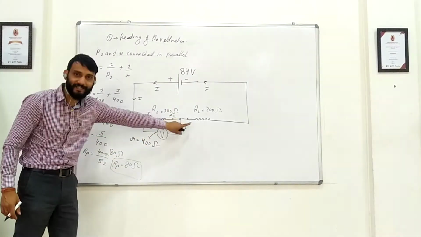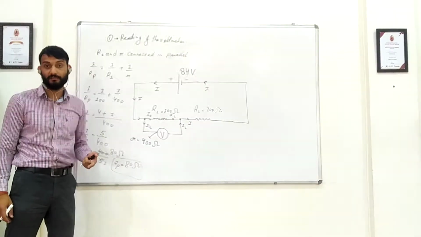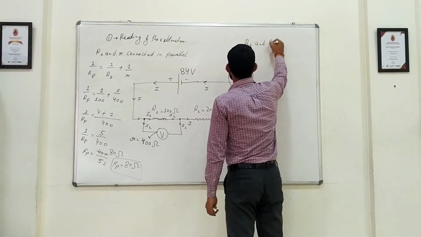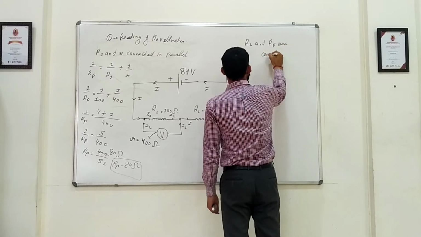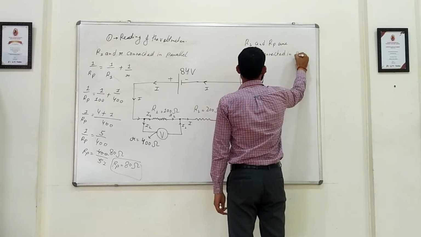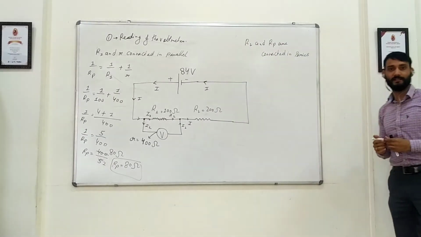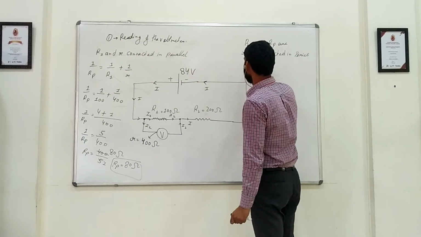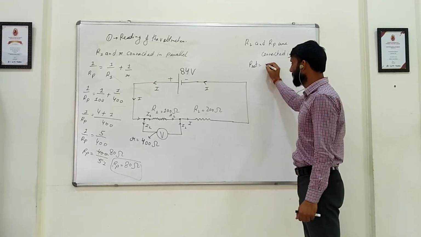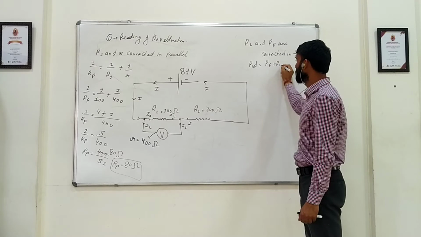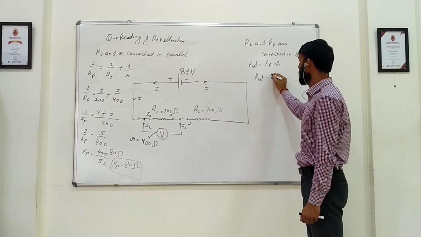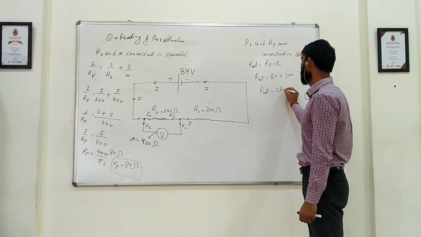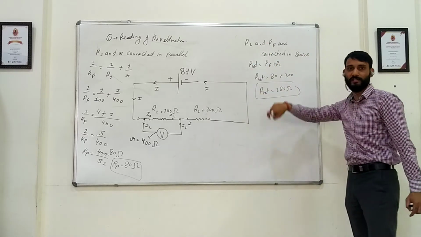This Rp will be connected with R2 in series. So R2 and Rp are connected in series. Why are they connected in series? Because the same current is passing through them. So R net, which is the net resistance, will be Rp plus R2. So R net will be equal to 80 plus R2, which is 200. So R net will be equal to 280 ohm. This is the net resistance of the whole circuit.